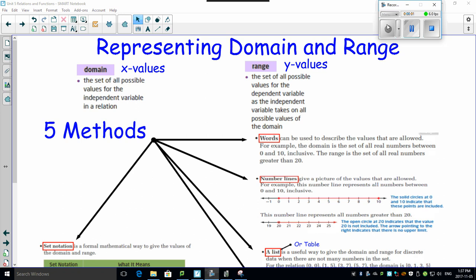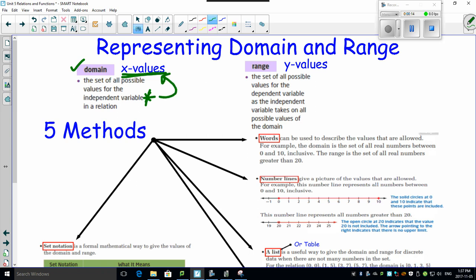Let's start talking about domain and range. We've talked a little bit about domain and range before, but let's just review. Remember, domain means all of the x values. So it's a set of possible values for the independent variable, x, right? Range is a set of all possible values for the dependent variable. So that's all the y's.